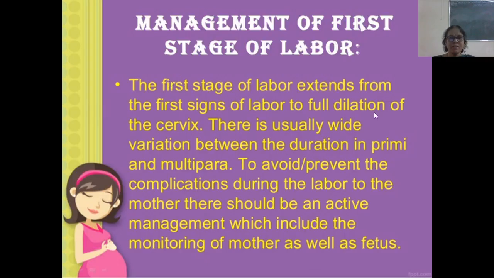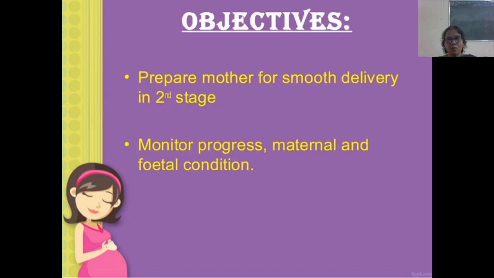So the first stage of labor will extend from the signs of true labor pains to full cervical dilatation, and there is usually wide variation between the duration in primipara and multipara. To prevent complications during labor to the mother, there should be an active management which includes the monitoring of the mother as well as the fetus. And objectives of management are to prepare the mother for smooth delivery in second stage and monitor progress, maternal and fetal condition.